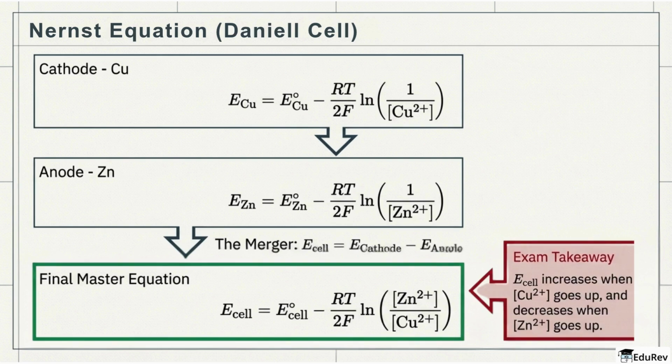The exam takeaway is direct. E cell increases when the concentration of Cu2+ goes up, and E cell decreases when the concentration of Zn2+ goes up. That is the practical way to read concentration effects in a galvanic cell.